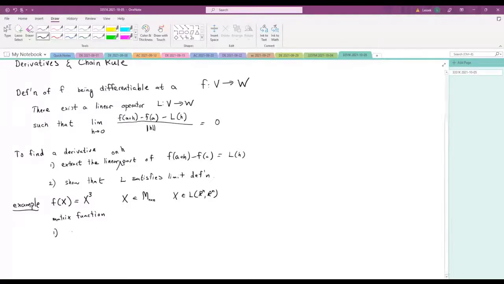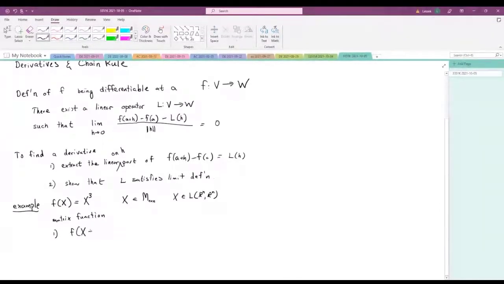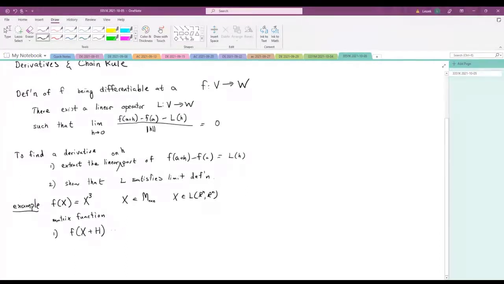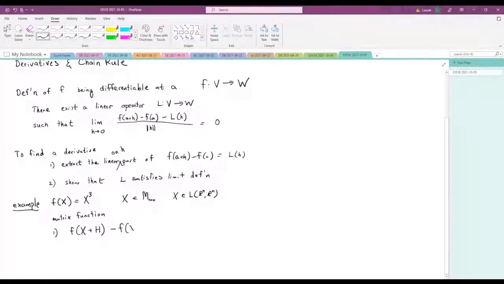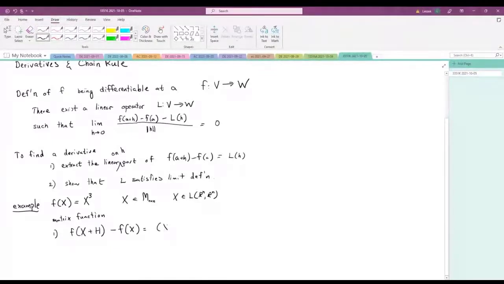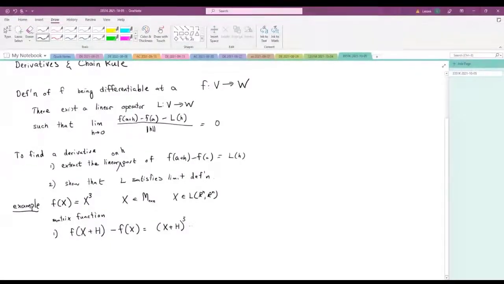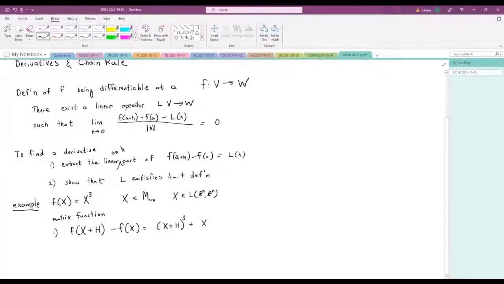So let's look at the function at some matrix x plus some matrix h representing the perturbations from the entries of x, minus the function at x. So our linear operator is to approximate this difference. So we're going to have x plus h cubed minus x cubed, sorry.